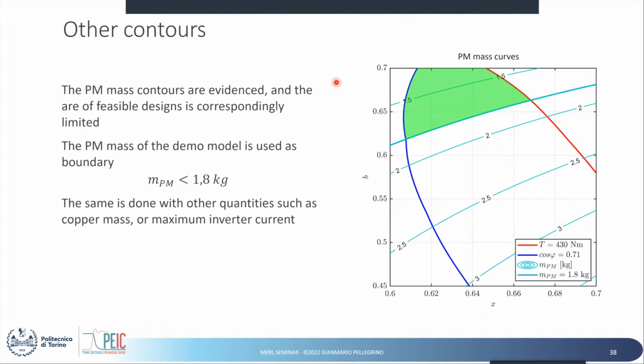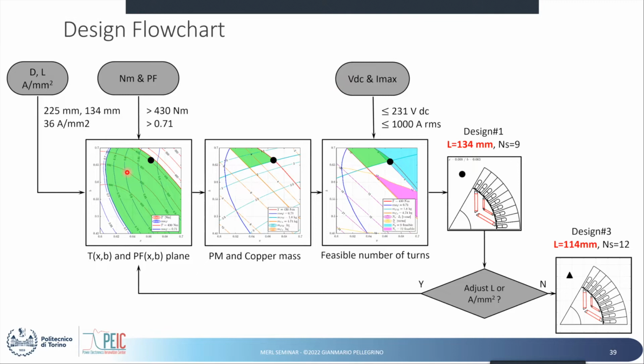So we have a flow chart. We start with the torque and power factor plane, and we define the first area of feasibility. Then we cross it with the PM mass, we cross it with copper mass as well. And so we define this. And then we work on the feasible number of turns: this is feasible with 9 turns, this is feasible with 12 turns, but this is out of the region of feasibility. In the end, we end up converging here. And the number of turns depends on the inverter spec. If Tesla had another inverter voltage, 400 volts, we would have had another number of turns.